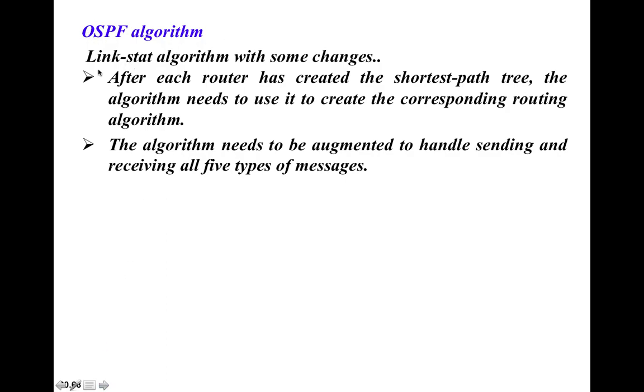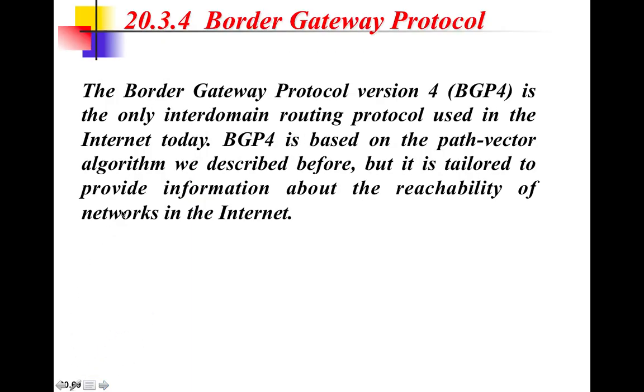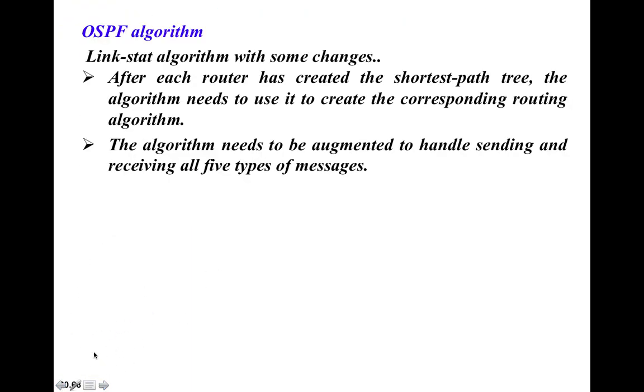So OSPF implements the link state algorithm after each router has created the shortest path tree, as we saw in link state. The algorithm then needs to use it to create the corresponding routing tables. And then the algorithm needs to be augmented to handle sending and receiving all 5 types of messages. So in OSPF, along with the basic link state algorithm, we are also dealing with sending and receiving these 5 different types of LSP messages. So this was the functioning of the OSPF routing protocol.